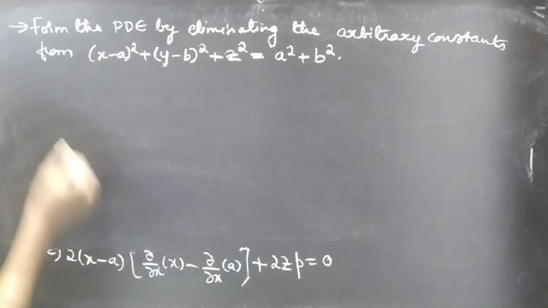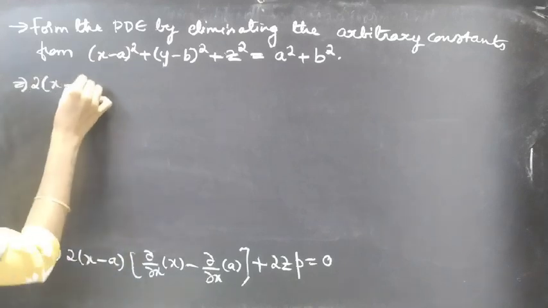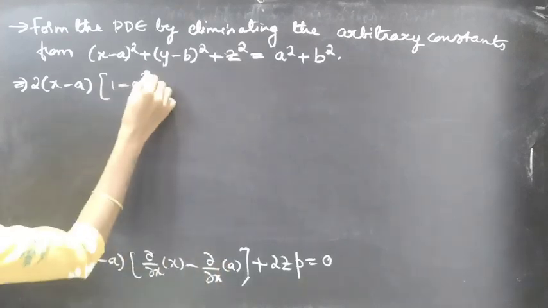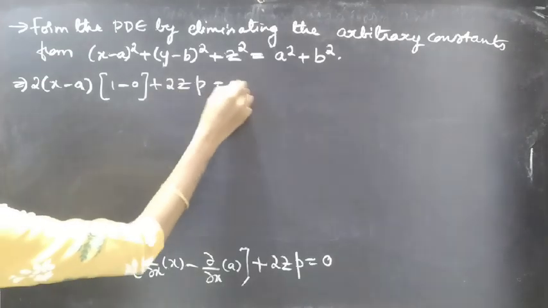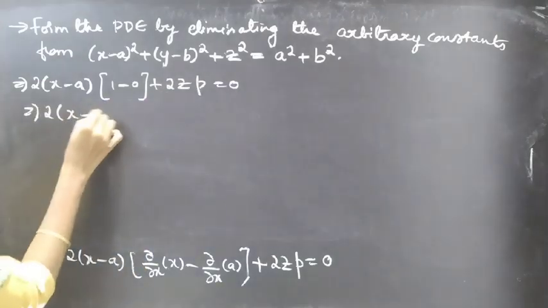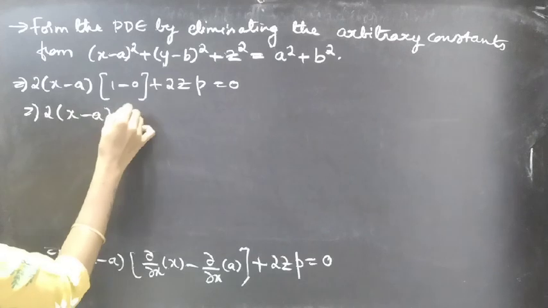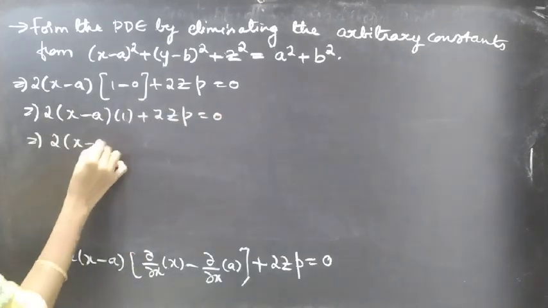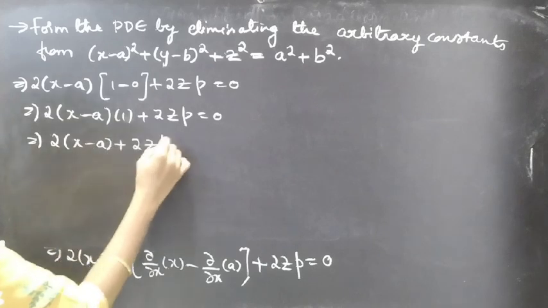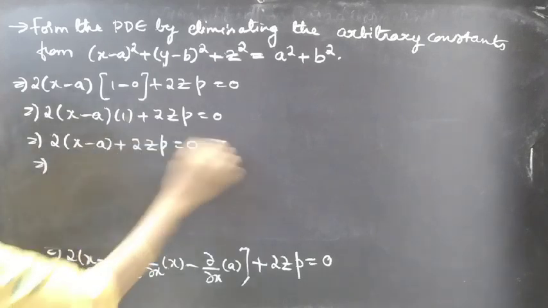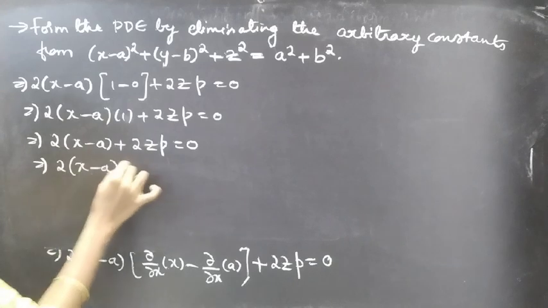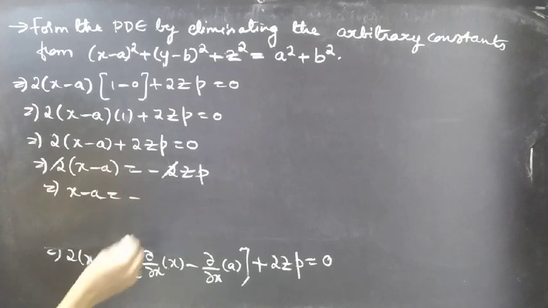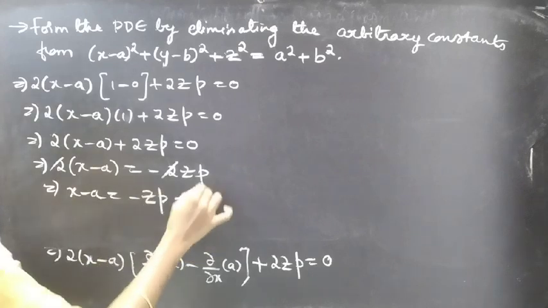This gives us 2 times (x minus a) into the partial derivative of x with respect to x, which is 1, minus the partial derivative of a constant with respect to x, which is 0, plus 2zp equal to 0, which gives us 2 times (x minus a) into 1 plus 2zp equal to 0. So you can skip the steps which are avoidable. Now I'll take this term to RHS. You'll get 2 times (x minus a) equal to minus 2zp. Just cancel 2, then you'll get x minus a equal to minus zp. Consider it as equation number 2.